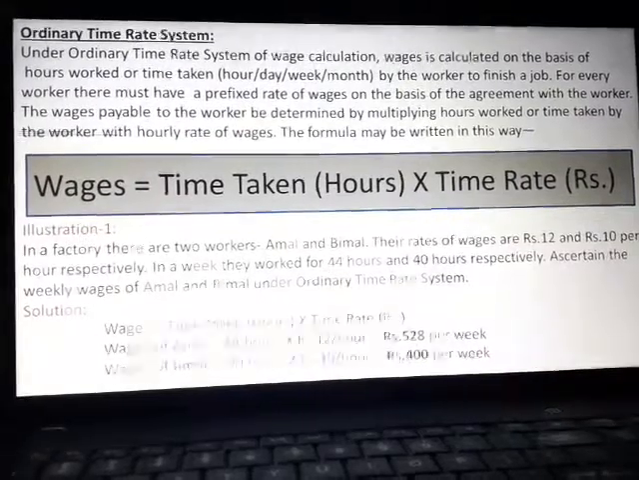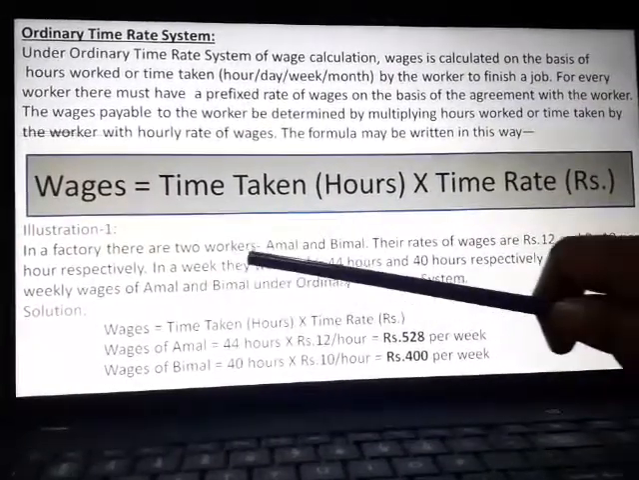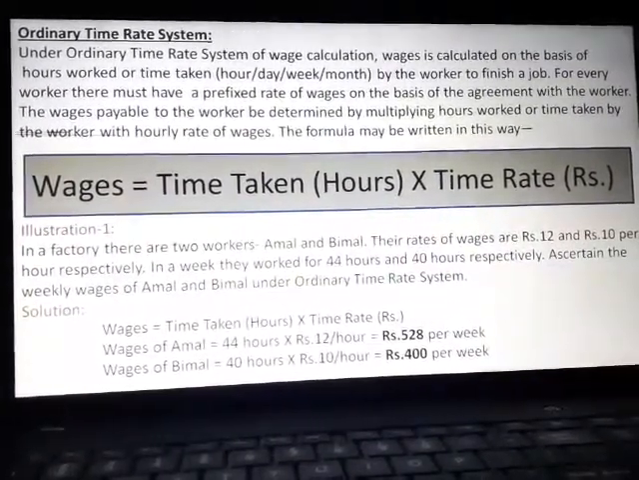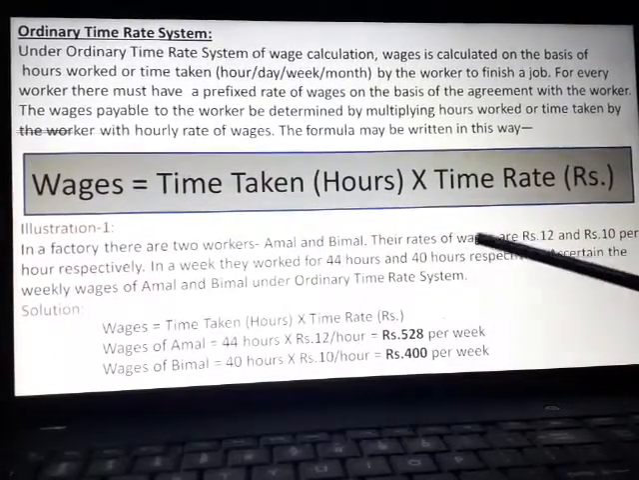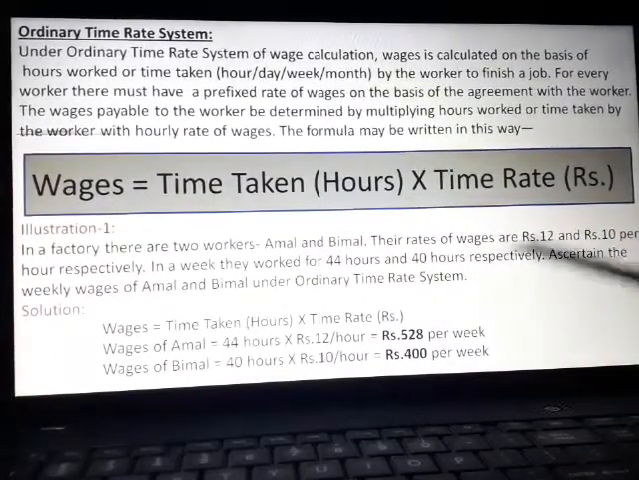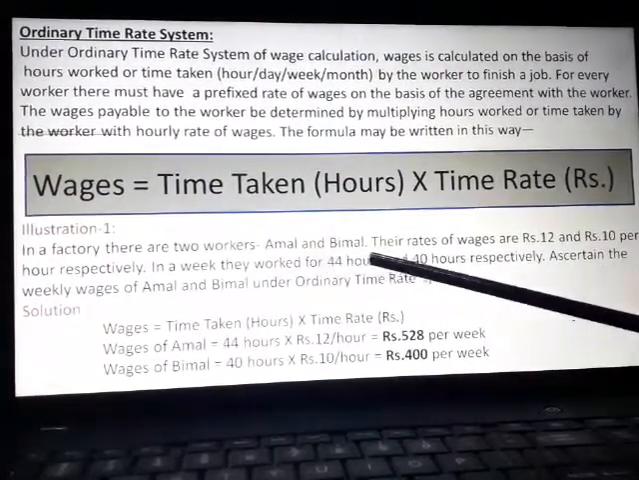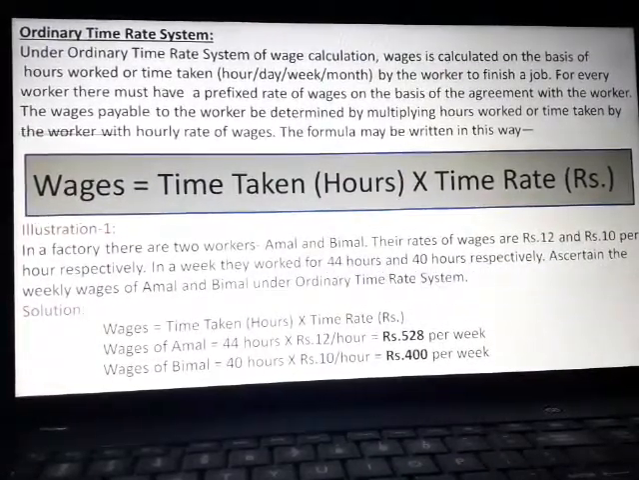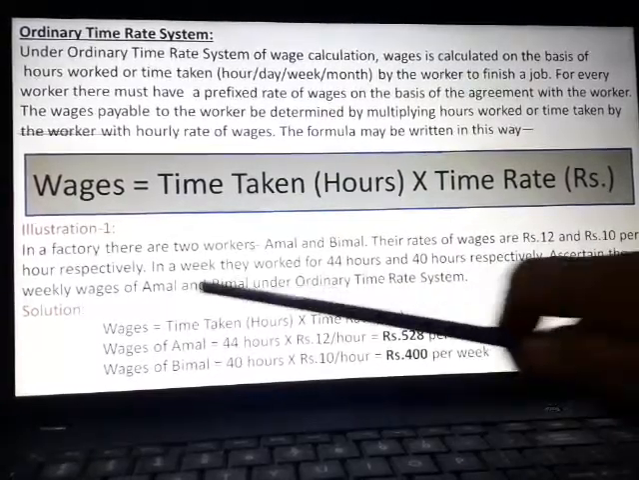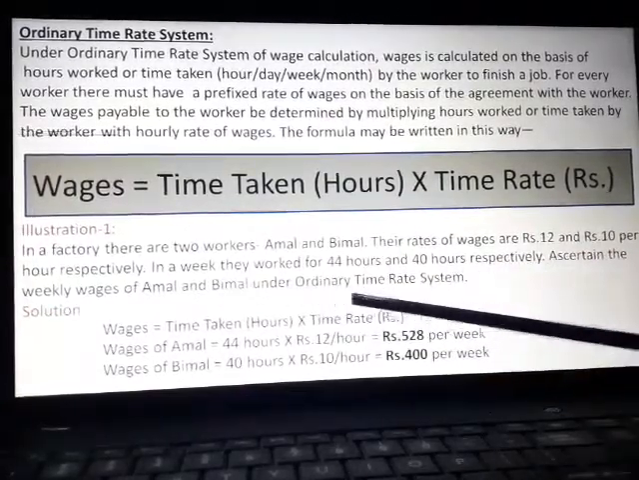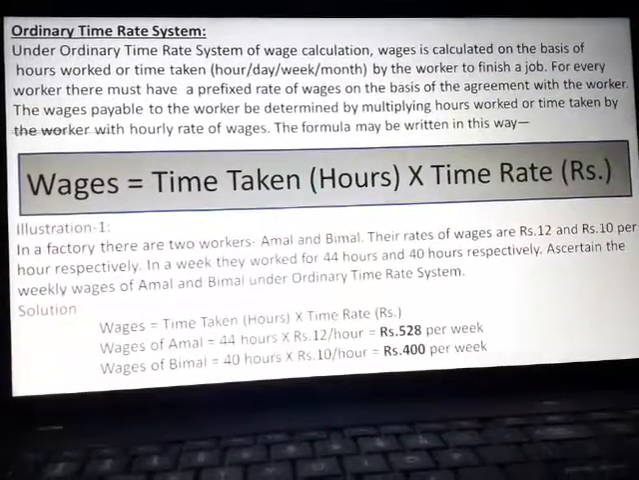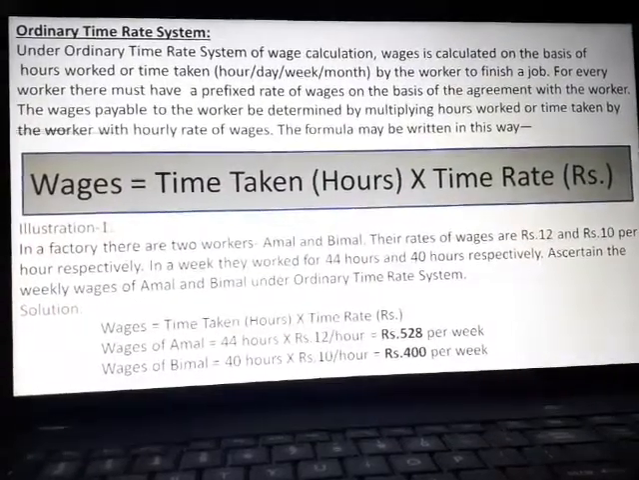Now, take an example. In a factory, there are two workers, Amol and Bimal. Their rates of wages are rupees 12 and rupees 10 per hour respectively. In a week, they worked for 44 hours and 40 hours respectively. Ascertain the weekly wages of Amol and Bimal under ordinary time rate system. So, it is very simple.